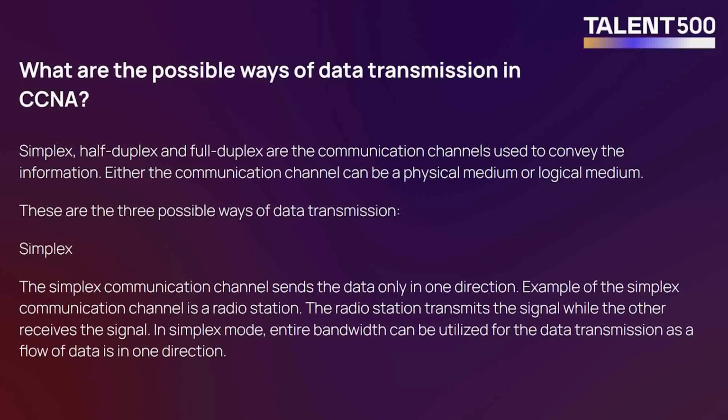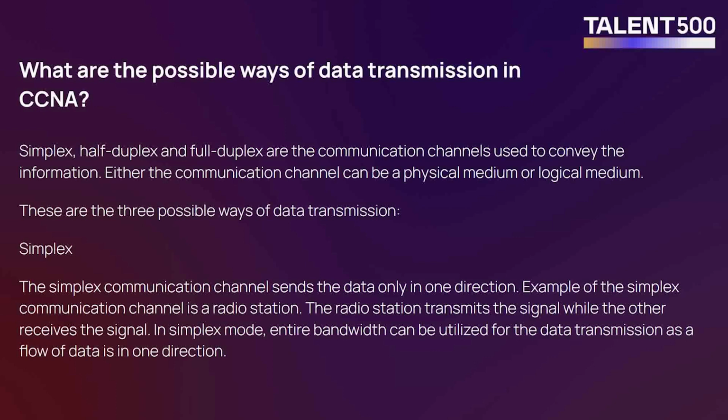What are the possible ways data transmission can happen in CCNA? Now, CCNA is something which is related to Cisco certification in the routing domain. There are multiple possible ways of data transmission, and you have to explain each one of them. That is Simplex, half duplex and full duplex. These are the three communication channels that are used to convey the information. The communication channel can be a physical medium or it can be a logical medium also. You need to explain each of these three ways.